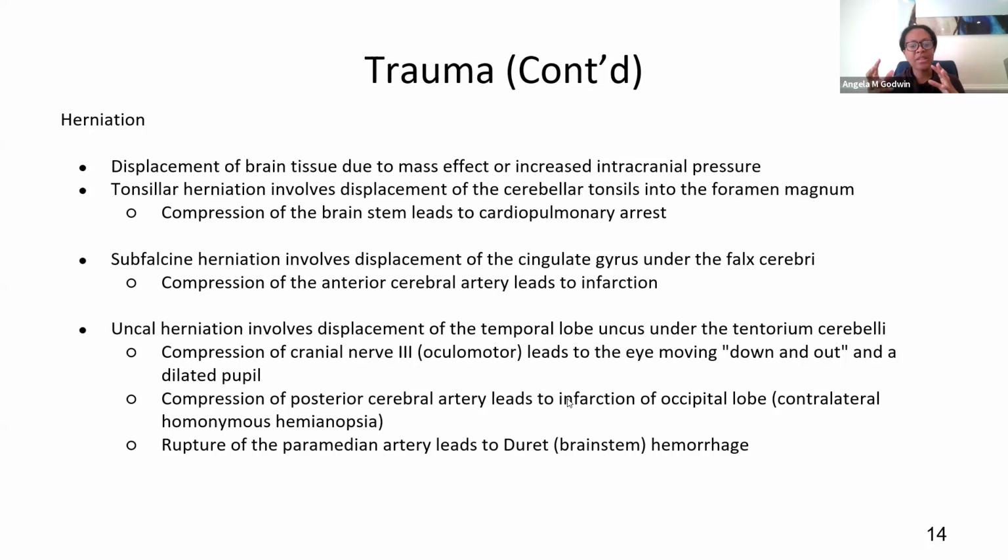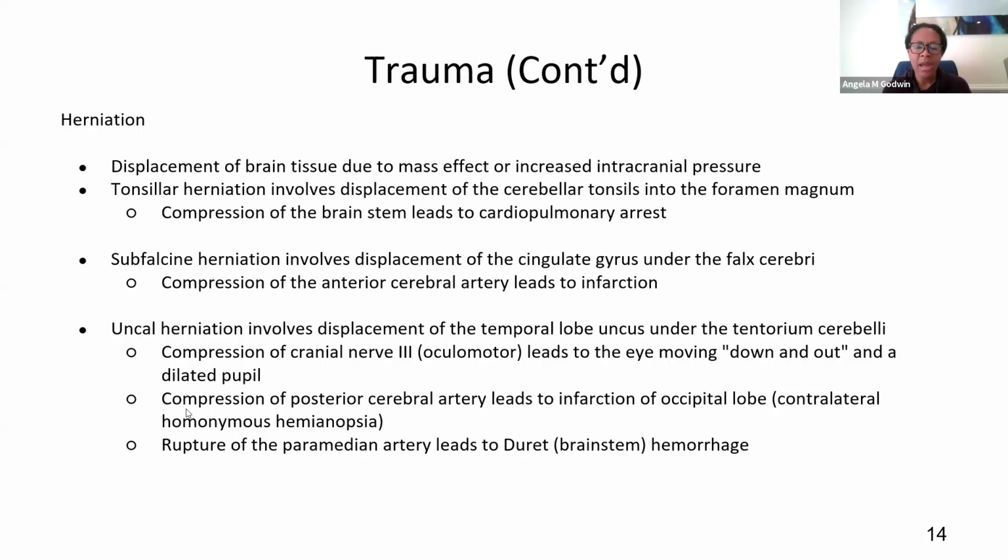So really the takeaway: with tonsillar herniation, the concern is cardiopulmonary arrest because of the brainstem compression. With subfalcine herniation, the concern mostly is compression of the cerebral artery leading to infarction. And with uncal herniation, I'm concerned more about changes within the oculomotor nerve, cranial nerve 3, causing changes in the eye. So thinking about it in that way could help keep things simple.